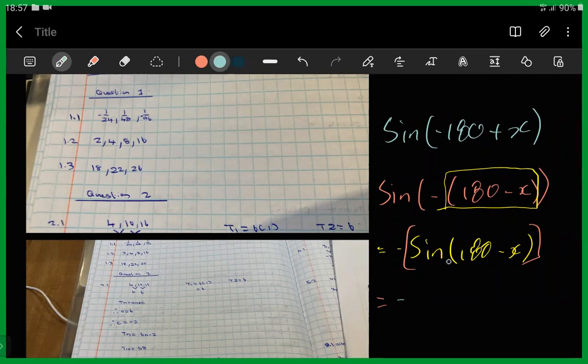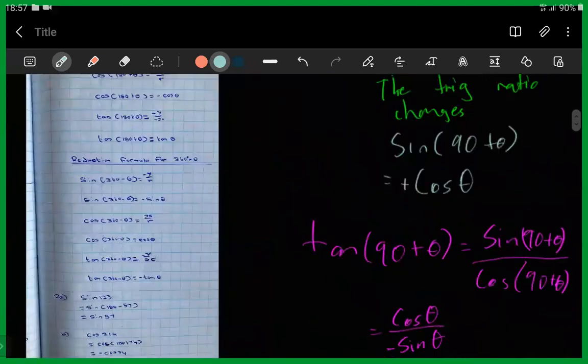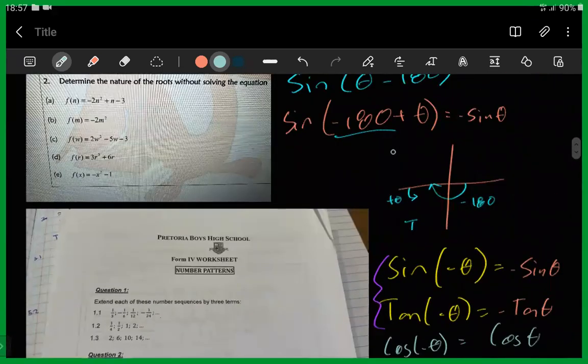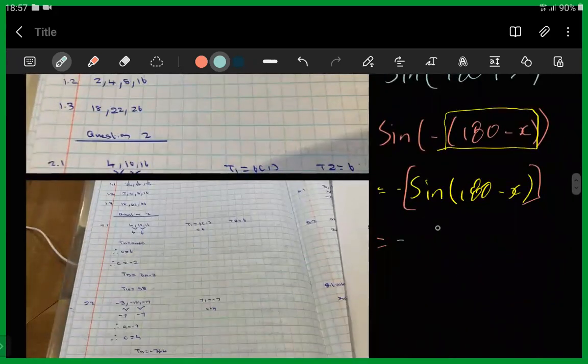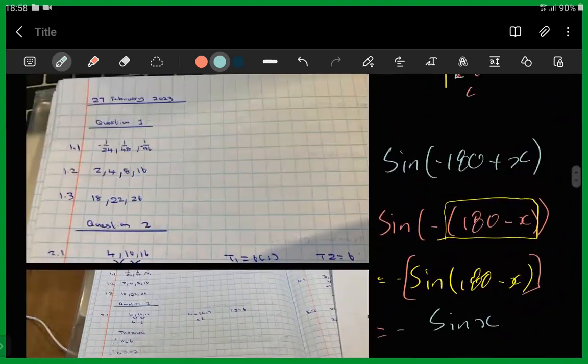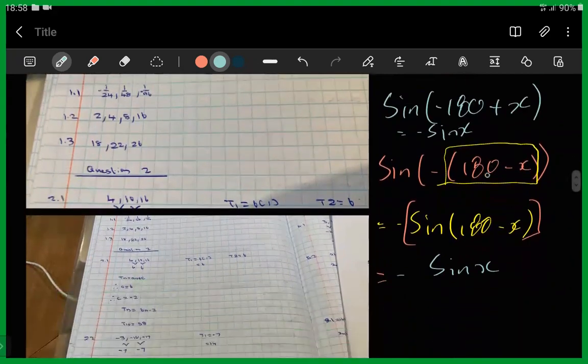So when you now say sine of 180 minus x, 180 minus x lands you in this quadrant, and in this quadrant sine is positive. So you'd say, okay, this comes out as a positive, but then this minus was there to begin with. That's why you still end up with minus sine x. Whether you went straight to minus sine x, or whether you did this, you end up at the same place. It doesn't matter what method you use.